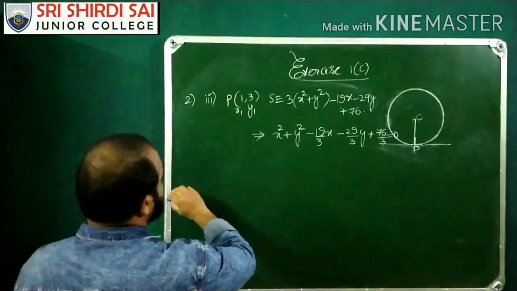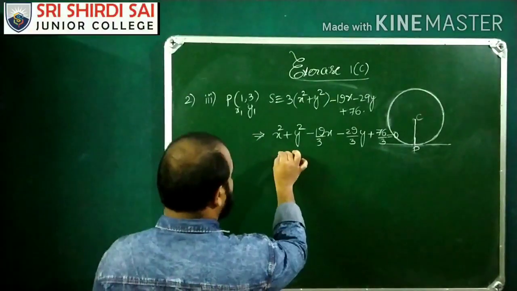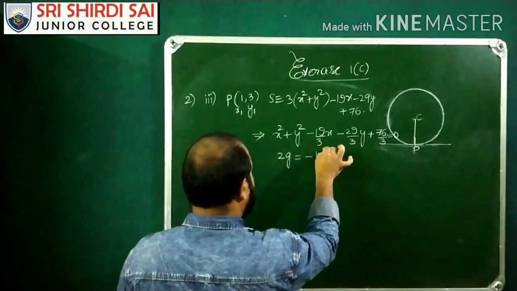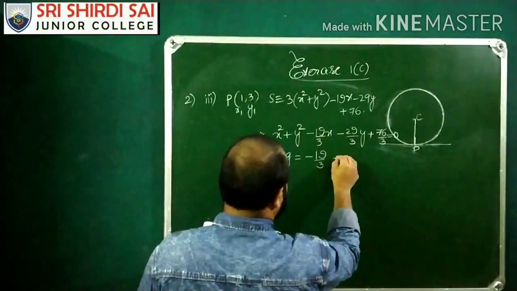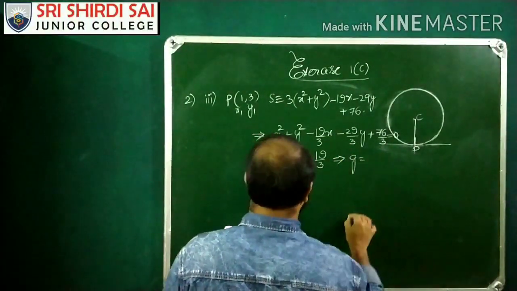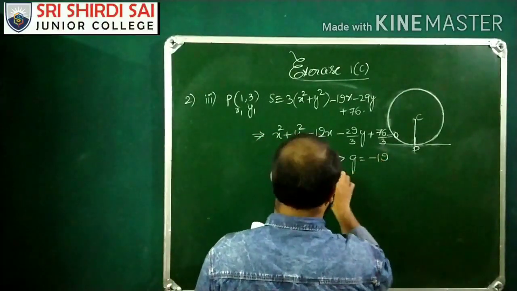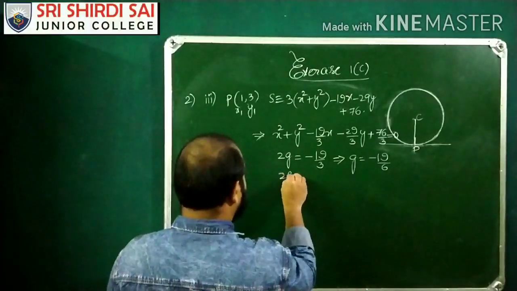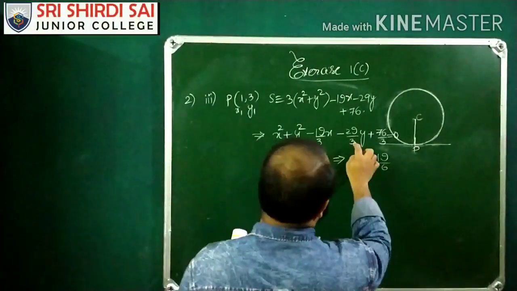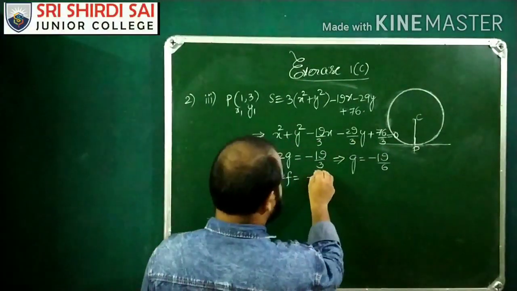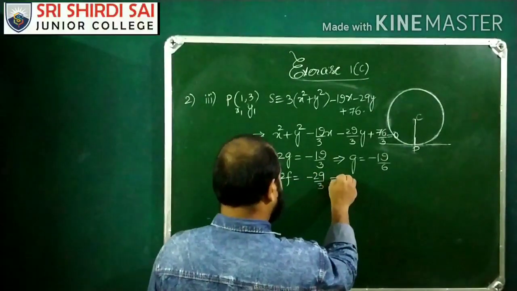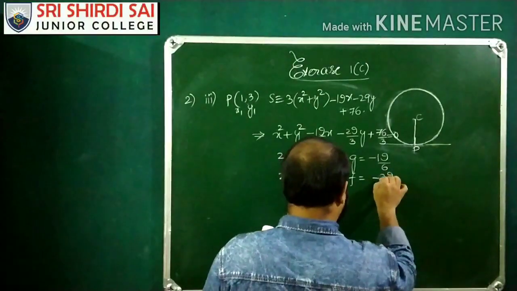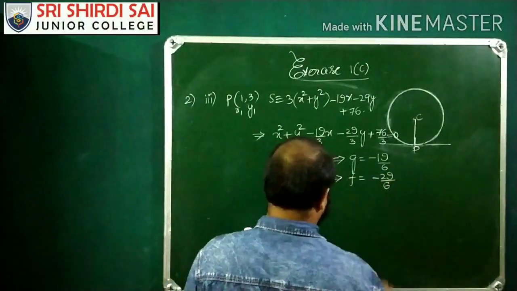Now here, 2g equals minus 19 by 3, which implies g equals minus 19 by 6, and 2f equals minus 29 by 3, which implies f equals minus 29 by 6.